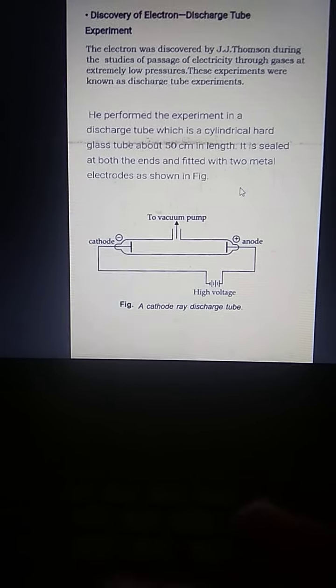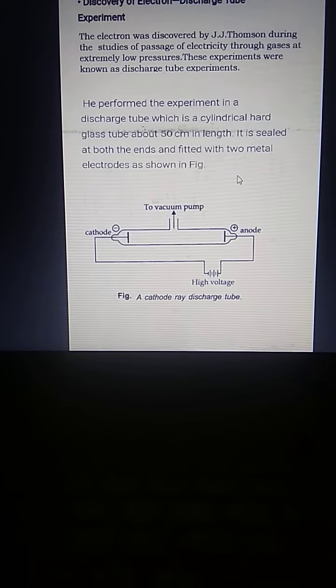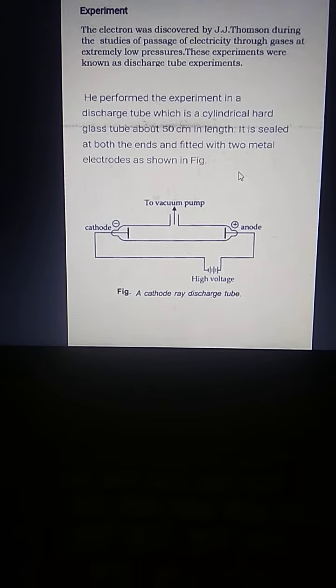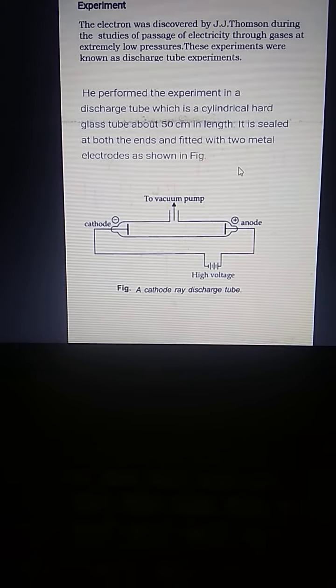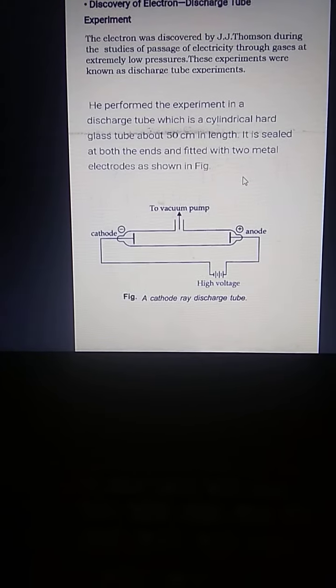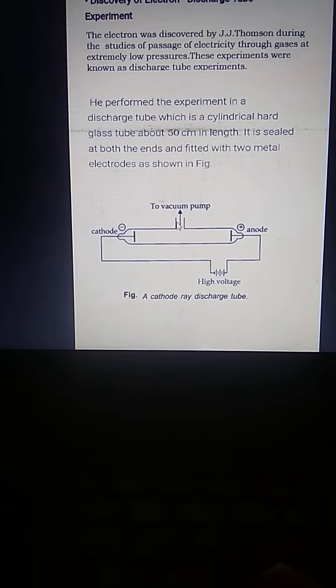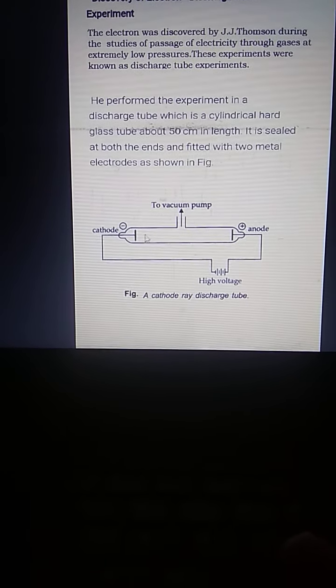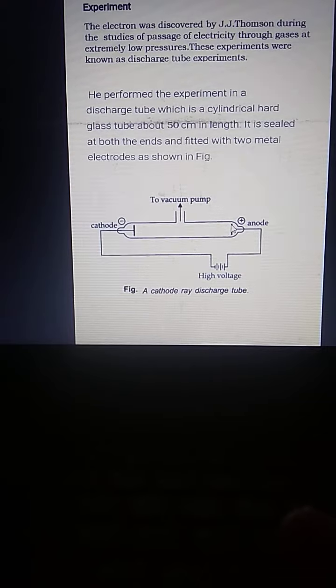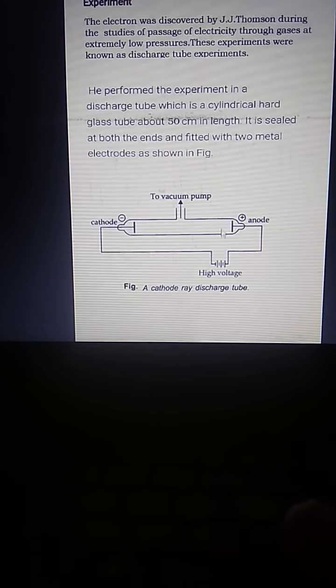Then the high potential was given in this apparatus. A potential of about 5000 to 10,000 volt was given here. When that potential was given, the rays started emitting from the cathode and they moved towards the anode. Here the anode used was not a simple anode, it was a perforated anode.